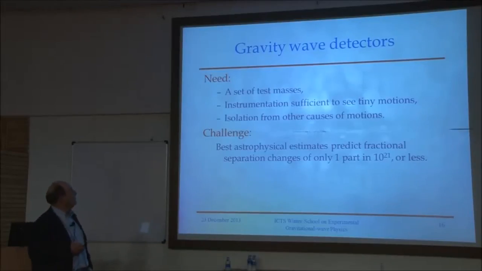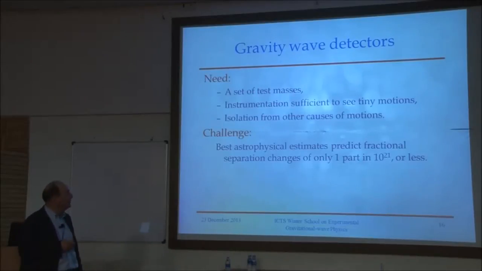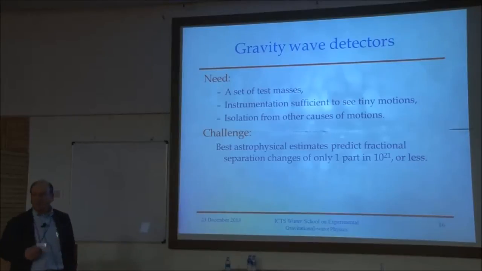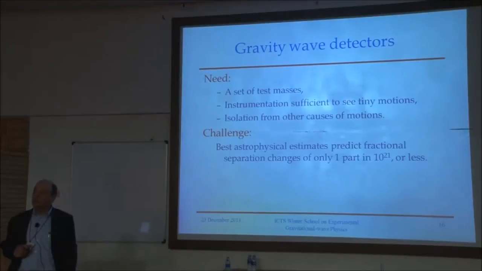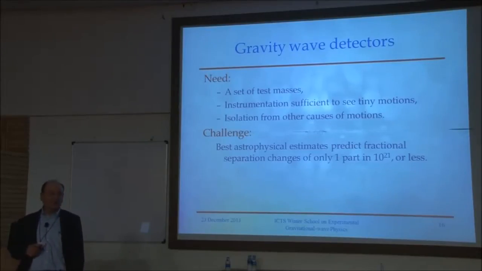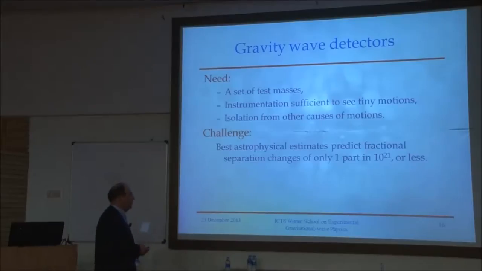Now let's talk about gravity wave detectors, at least at the generic overview level. See what we need and finish up with how come it's so hard to do this. So it's no surprise we've been looking at sets of test masses from the beginning. We need instrumentation to register those motions, and it better be sensitive, because those motions are going to be tiny fractional separation changes of a part in 10 to the 22. And we need to ensure that when those separations change between those test masses, those separation changes happen because of a gravitational wave and not something boring that's stronger. So we need good isolation from other causes of motion. And here's the challenge. 10 to the minus 21. Really, now we know it needs to be 10 to the minus 22.